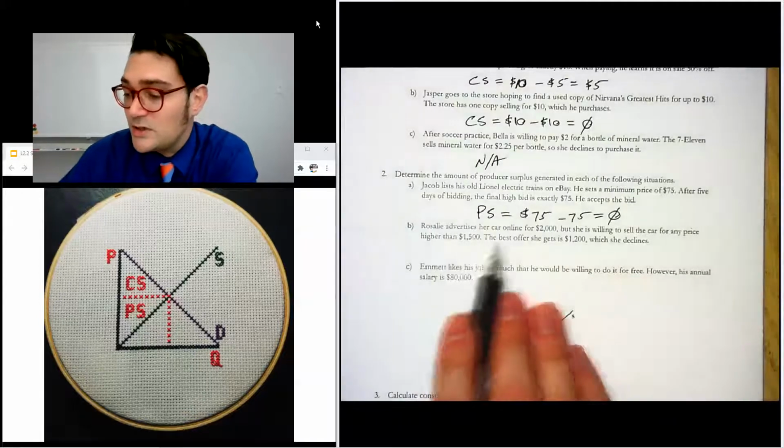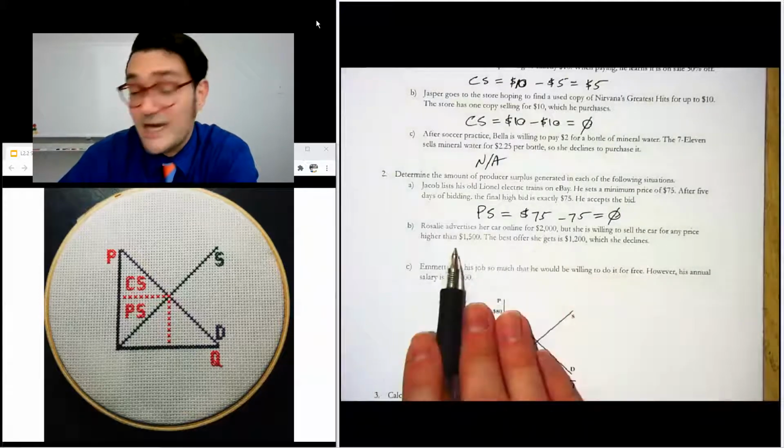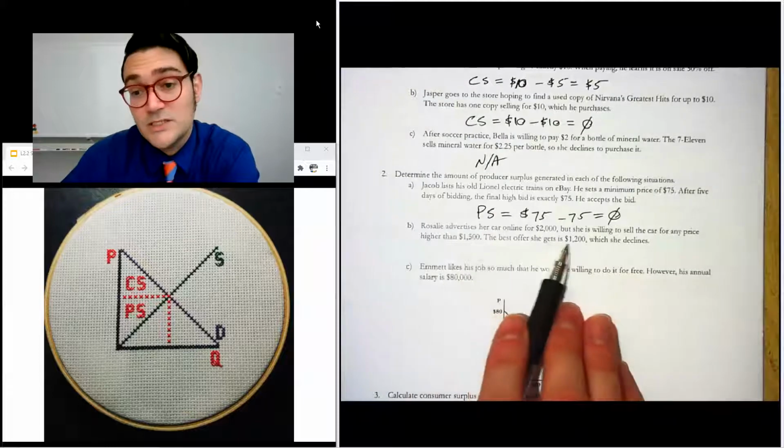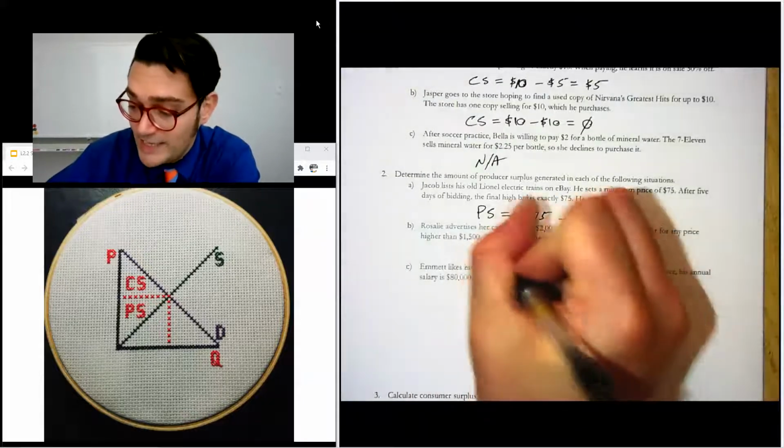Rosalie advertises her car online for $2,000. She's willing to sell it for anything higher than 15 hundred. Best offer, she gets 1,200. She declines, so not applicable.